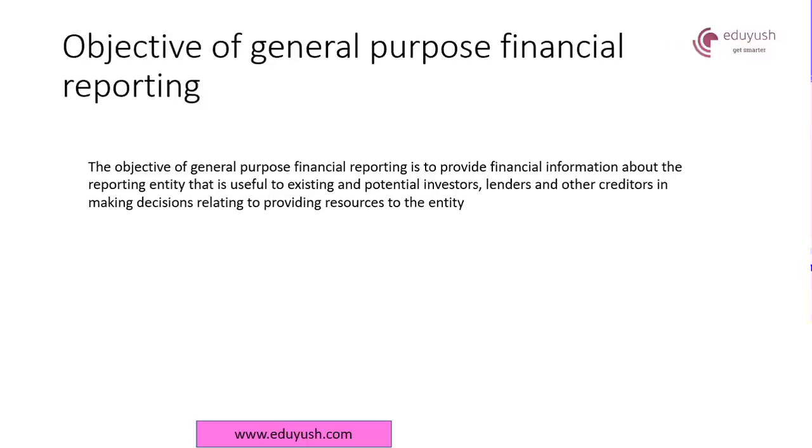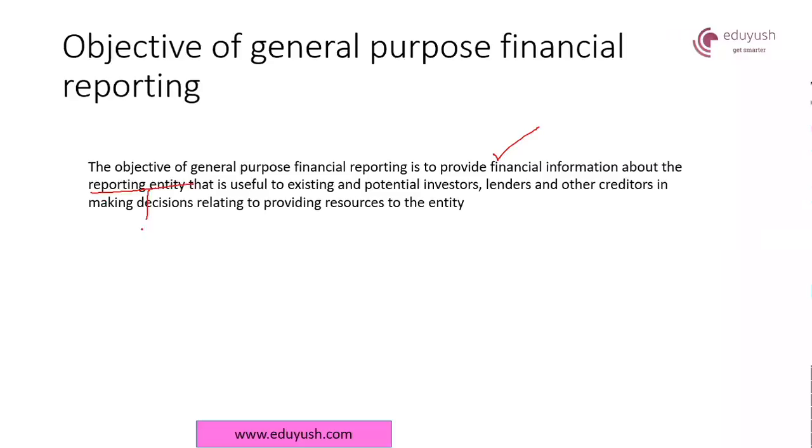Lenders, shareholders, investors, stakeholders, authorities, creditors, from the sole proprietor to a public company. So anyone is a stakeholder who is interested in the affairs of the company. Everyone has interest in the financial statements of the company. So the objective of general purpose financial reporting is to provide financial information about the reporting entity.